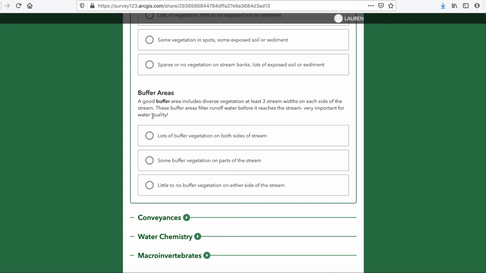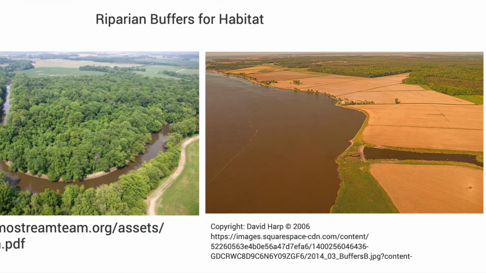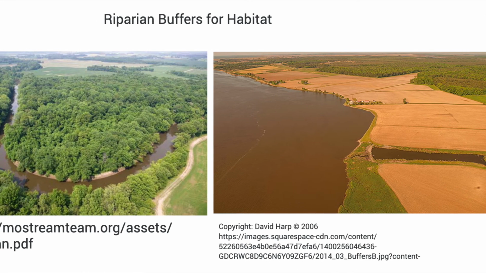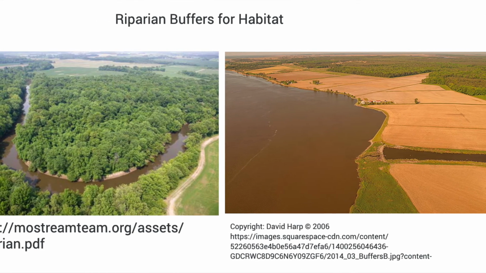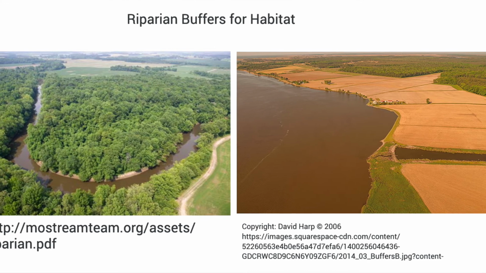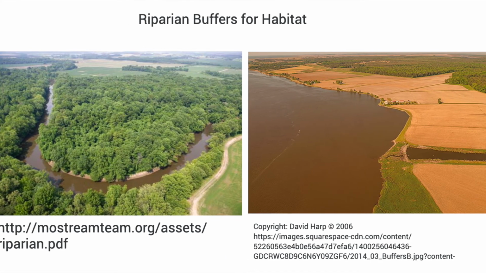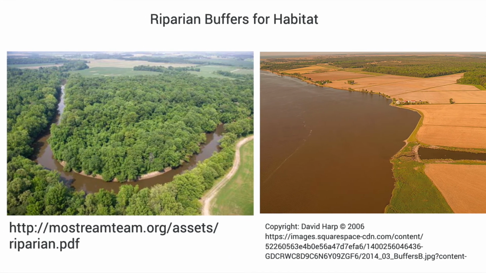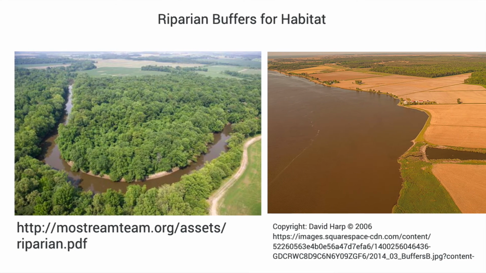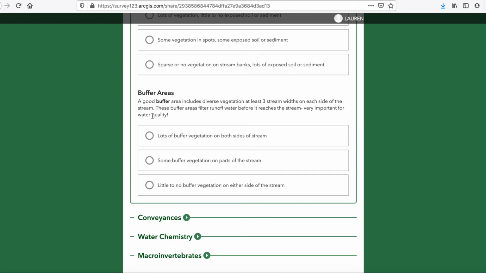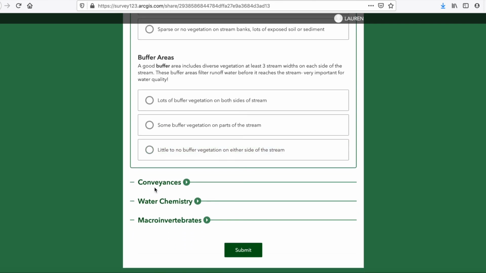The last question asks you to look at the riparian buffer areas. A good buffer area includes diverse vegetation, at least 3 stream widths on either side of the stream. So why are these buffer areas important? Well, they filter all the runoff, all that water that's flowing over the Earth's surface before it reaches the stream. So have a discussion with your students about what the buffer area looks like on your stream, and then mark your answer on the survey.